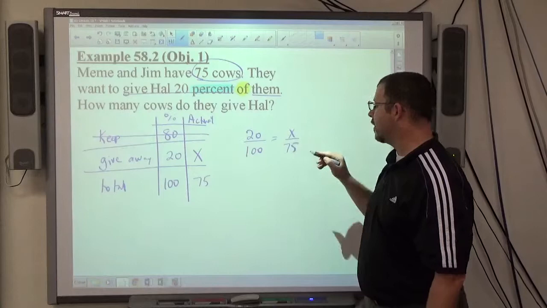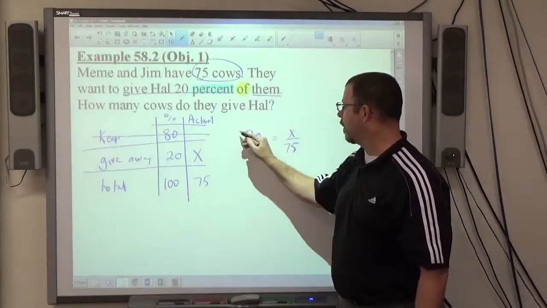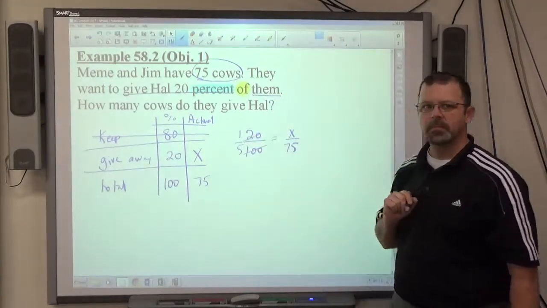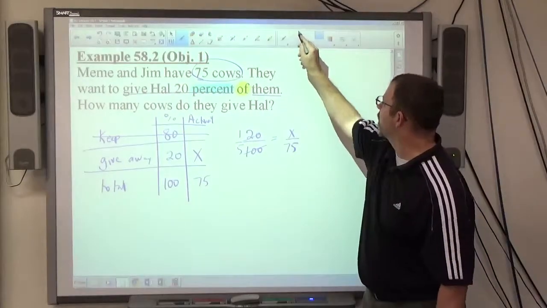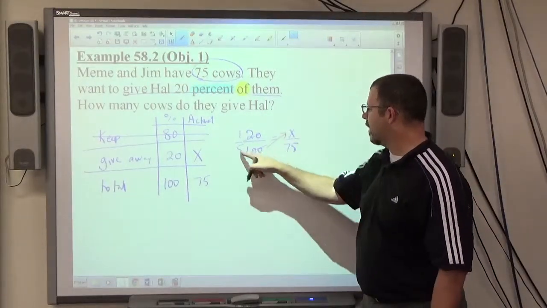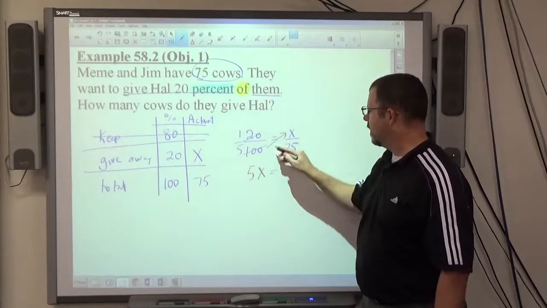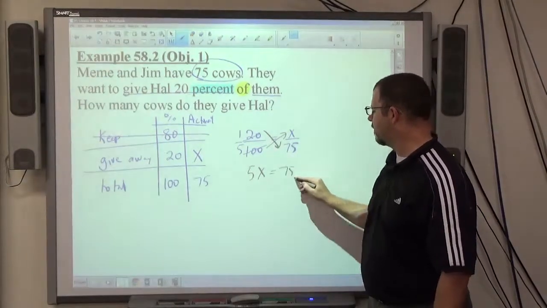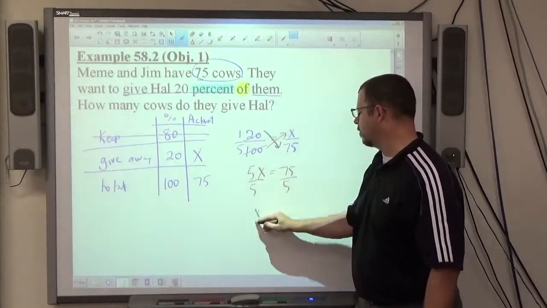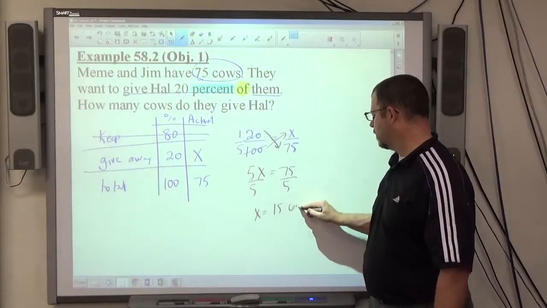And once again, reducing if possible. 20 and 100 reduced down to 1/5. I'd recommend doing it. Makes the number smaller. It's easier. This product, 5x, equals that product, 75. Divide both sides by 5. We get x equals 15 cows.